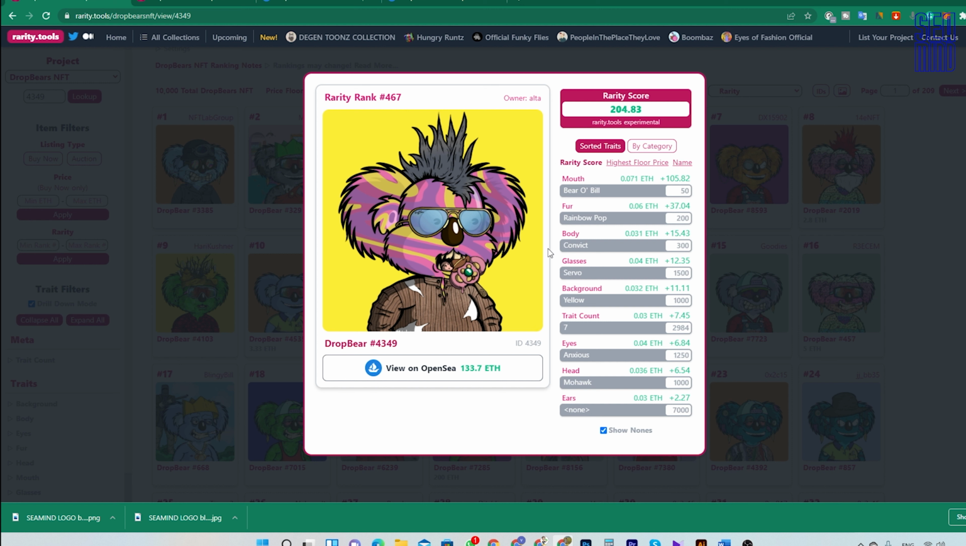So it gives you a rarity score. The rarer it is, the more money you could potentially sell it for. It's only worth what someone's willing to pay. But this is kind of how it works. You want to try and mint the rarest one. It's kind of like a lottery, I guess, if you think about it.